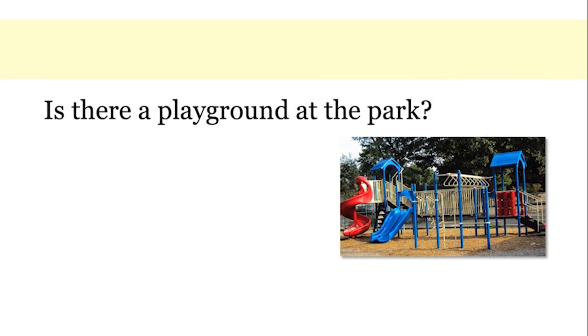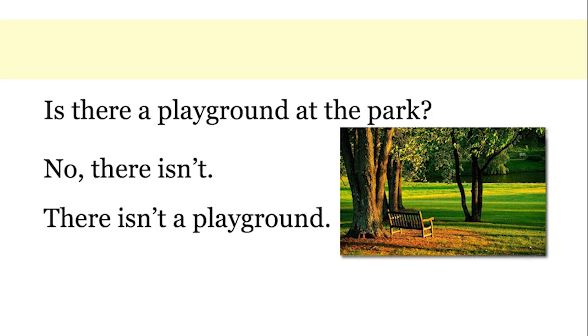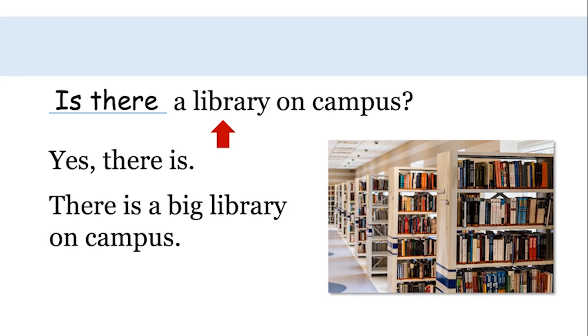Is there a playground at the park? No, there isn't. There isn't a playground. Okay, now you try. Look at the question. What goes in the blank? Remember, for there is and there are, we look to this noun to decide is or are. So what's the question? Is there a library on campus? Yes, there is. There is a big library on campus.